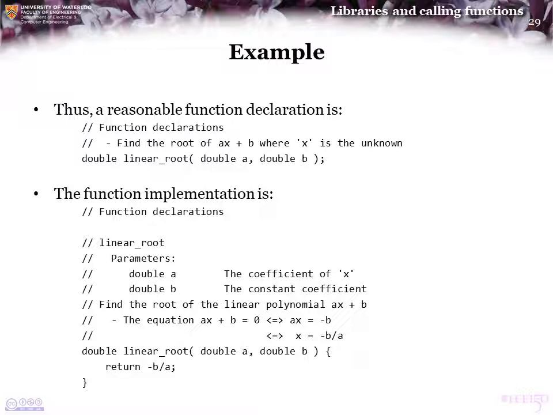Consequently, the actual implementation of the function is quite straightforward. We just return negative b divided by a, again assuming that a is not equal to 0.